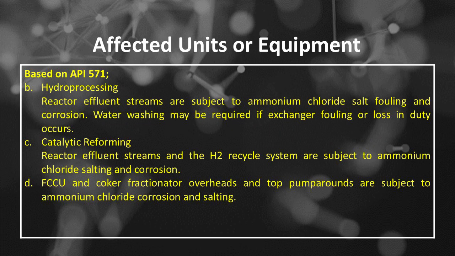Number B, hydroprocessing. Reactor effluent streams are subject to ammonium chloride salt fouling and corrosion. Water washing may be required if exchanger fouling or loss in duty occurs. Number C, catalytic reforming. Reactor effluent streams and the H2 recycle system are subject to ammonium chloride salting and corrosion. Number D, FCCU and coker fractionator overheads and top pump-arounds are subject to ammonium chloride corrosion and salting.